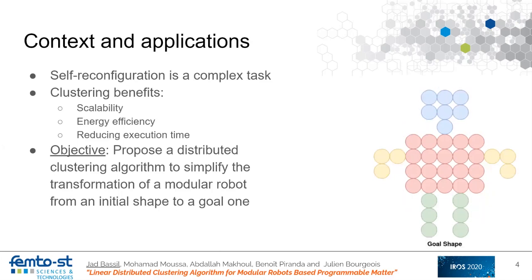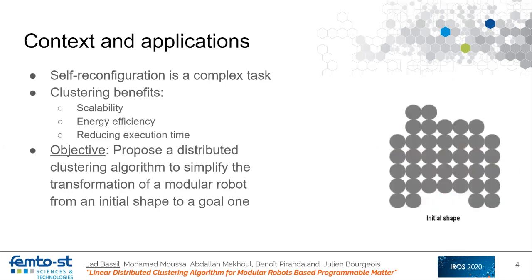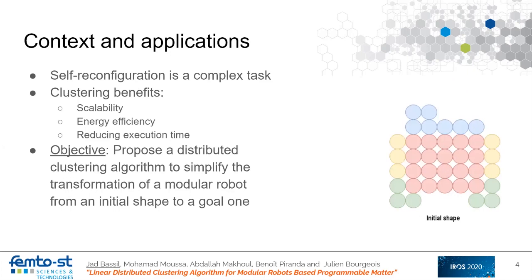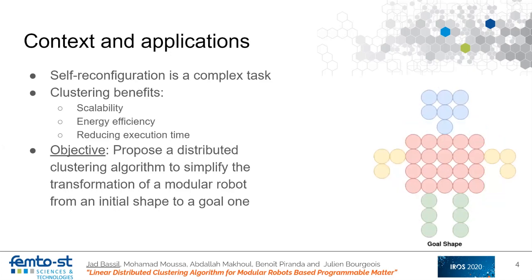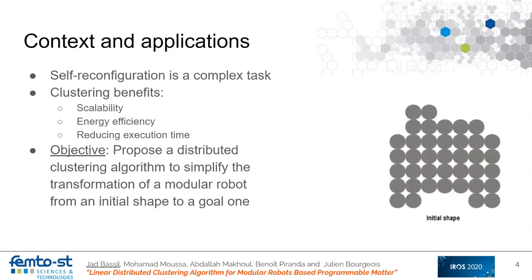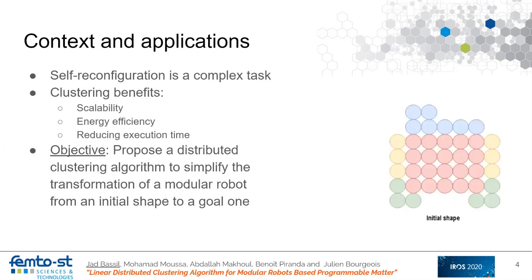Our objective is to propose a distributed and efficient clustering algorithm to simplify the transformation of a modular robot from an initial shape to a goal one. On the right, we can see modules in the initial shape assembling themselves in clusters of different colors. Then the clusters reconfigure in parallel to form the final humanoid shape.